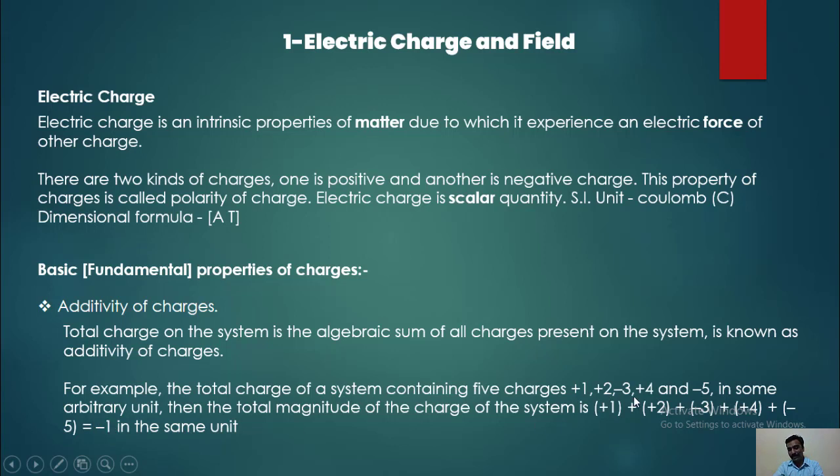Look, the maximum positive charge is 4 and the maximum negative charge is 5, even though the total charge of the system is minus 1.